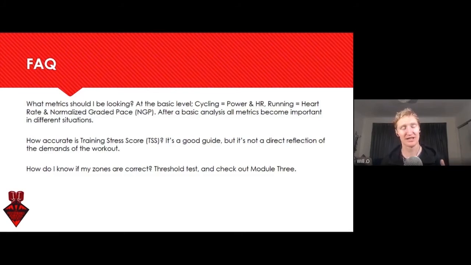And TrainingPeaks, great thing, it'll just notify you to update your threshold. Otherwise, it should be relatively accurate and you can just input it into your settings and you're good to go. So check out module 3 if you want to know more about that. Otherwise, that's us for this time.